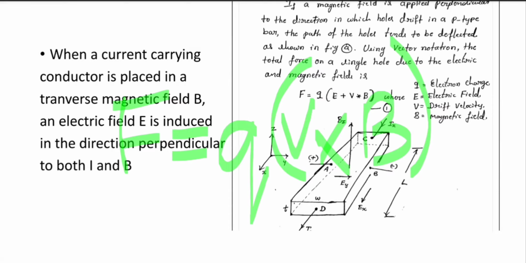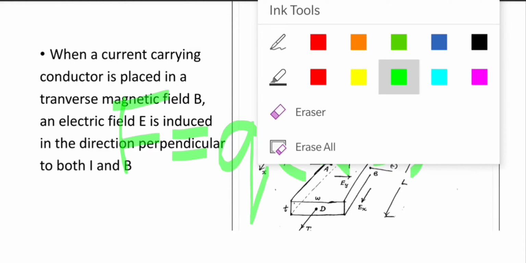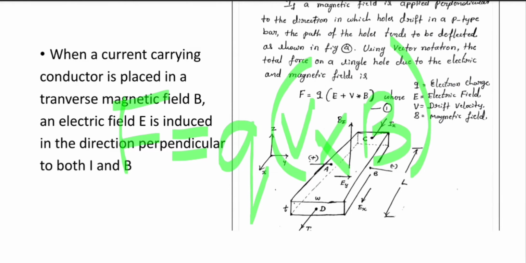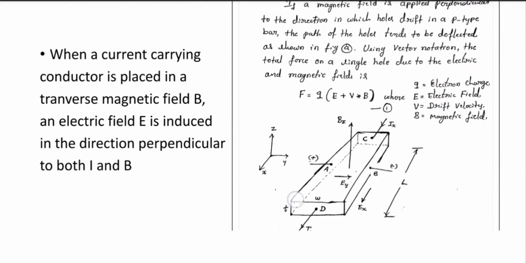So what will be the direction of this force? The holes are moving in the x direction and the magnetic field is in the z direction. So what will be the cross product of x and z? That is nothing but minus y direction. So the force exerted will be in the minus y direction. Because of that, the holes are getting accumulated in this plate, meaning the minus y direction plate.